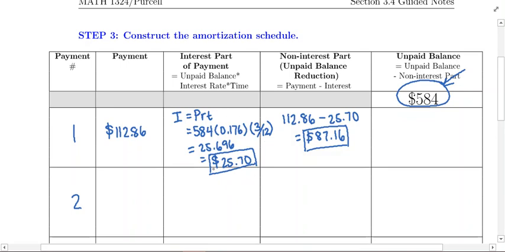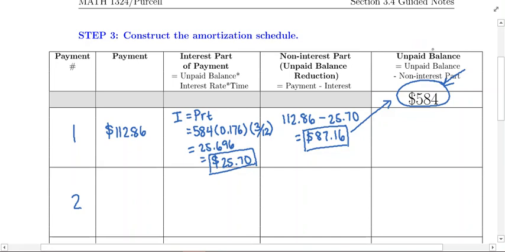If you took this interest amount plus the non-interest part, that adds up to the $112.86. So again, what happens is you make the first payment of $112.86, and immediately we pay off the interest, which is $25.70. That leaves $87.16 left from the payment. That amount, the $87.16, goes towards reducing this $584, which is the principal, the debt, the purchase price, whatever you want to call it.